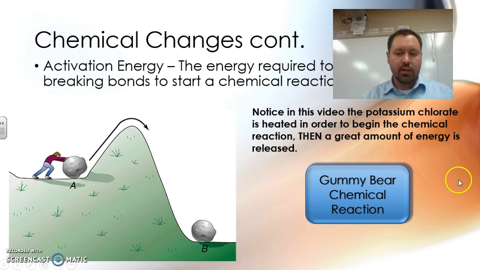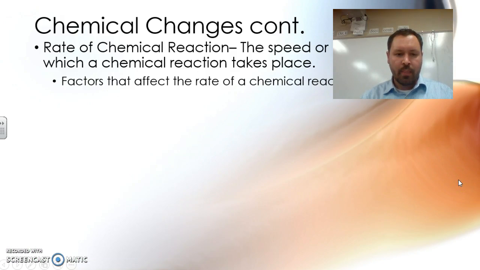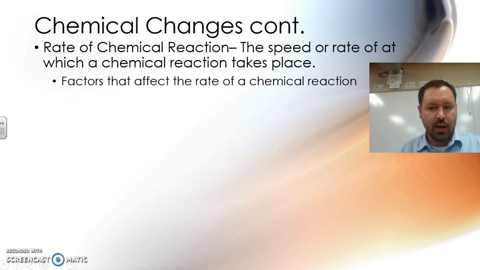Okay, pause is over. Hopefully you enjoyed that video. Let's go on to some more information about chemical reactions. This is all about the rate of a chemical reaction, or the speed at which a chemical reaction takes place. For example, some chemical reactions like rust might take years and years for that chemical reaction to take place. Other chemical reactions like explosives occur like that.